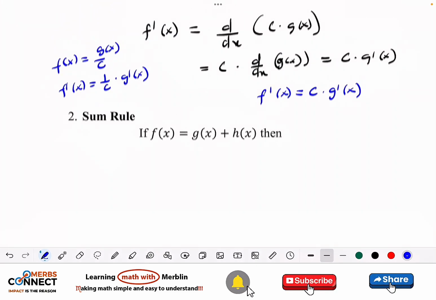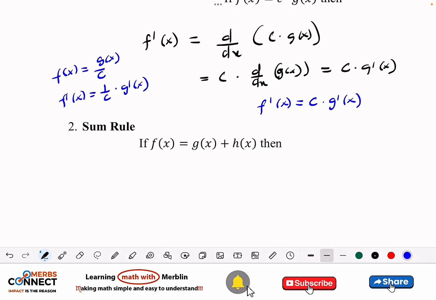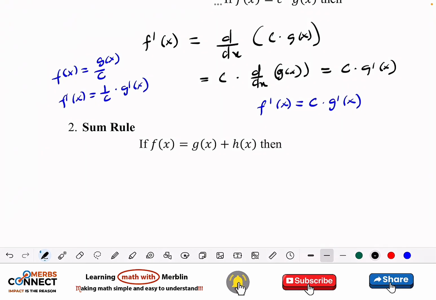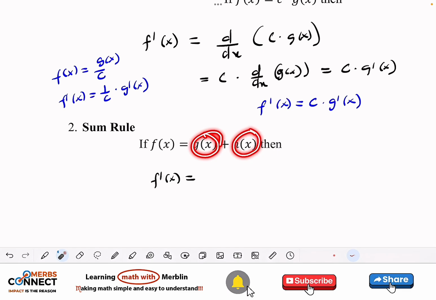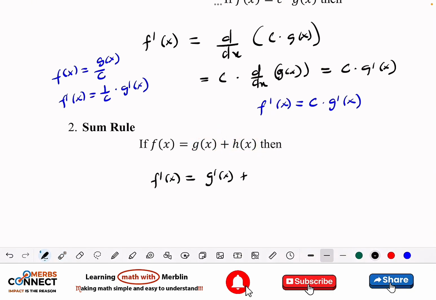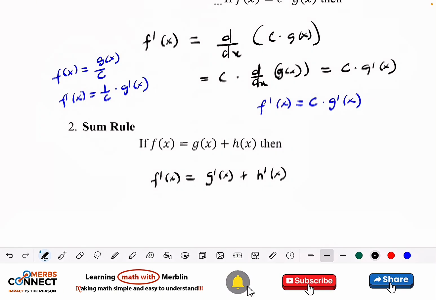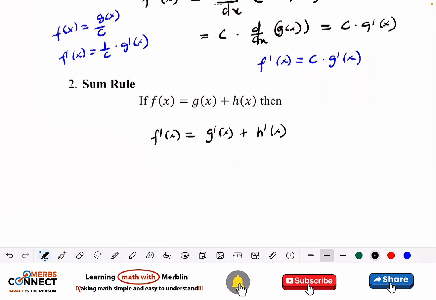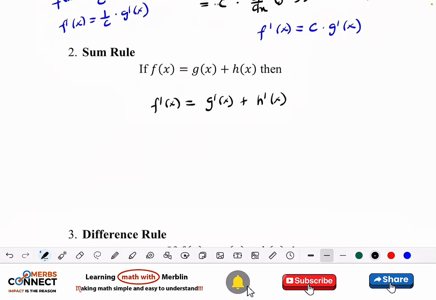Let's talk about the sum rule. The sum rule is very simple. f prime of x is basically just differentiating each individual function. So this is going to be g prime of x plus h prime of x. This is just the sum rule. Differentiate each individual function, and you just take it along, and then you are done.